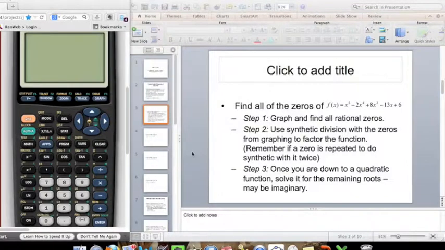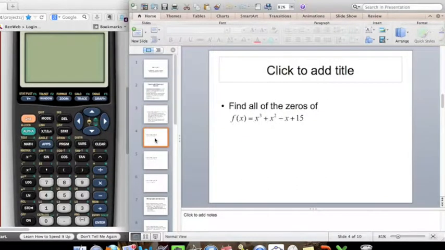Is it just these 5 problems due tonight or the next? Yeah, there's just 5 problems due tonight. Yep, because we're taking the lesson over 2 days.